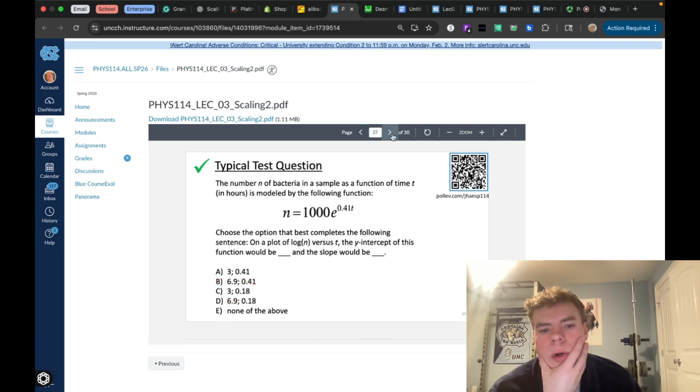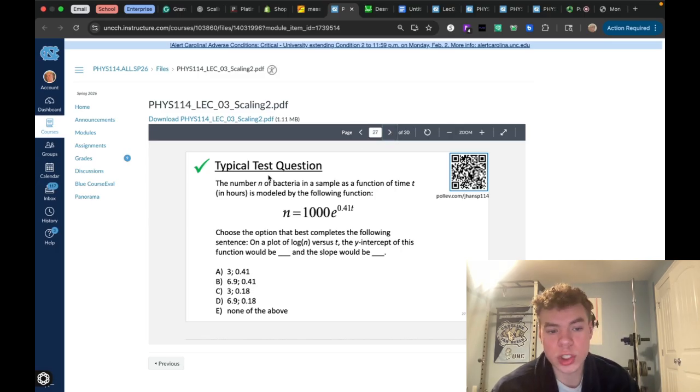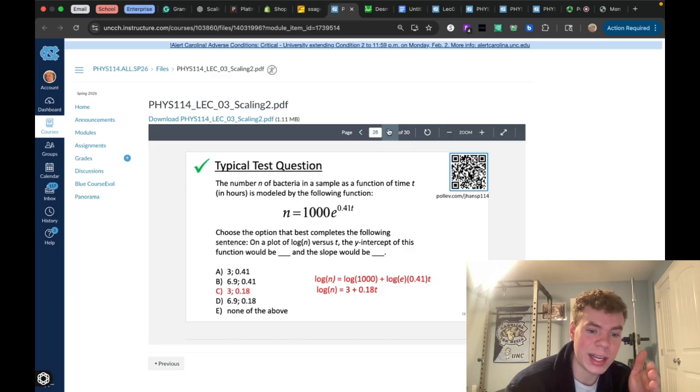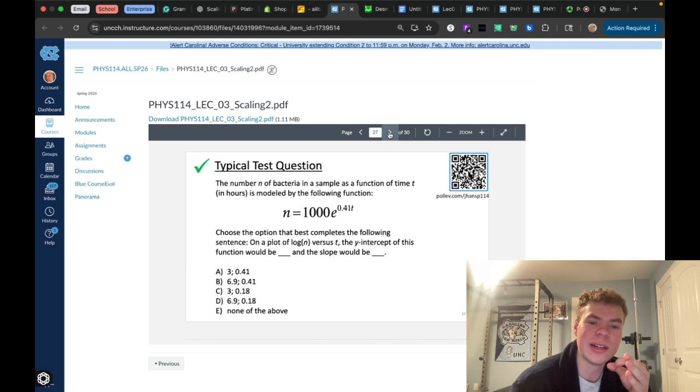Okay, cool. So round two. Choose on a plot of log, the y-intercept of this function would be, and the slope would be. So the slope should still stay the same, but the y-intercept would be log of 1,000, which would be 3. So it should be A. Please be A. No. All right, so why does the slope stay the same in this one, but it doesn't in this one? That's some bullshit.